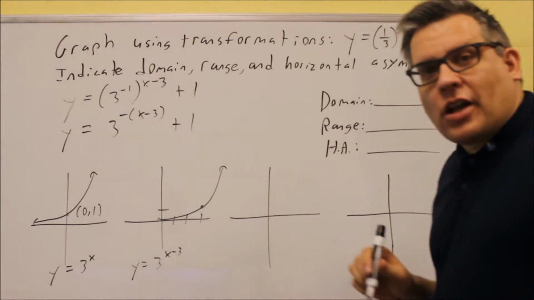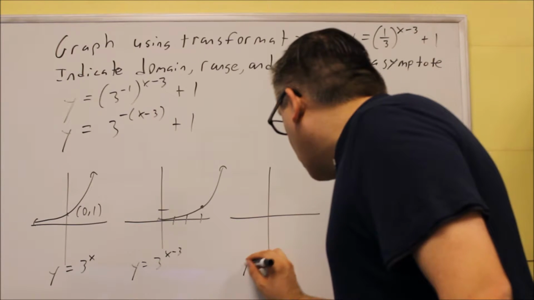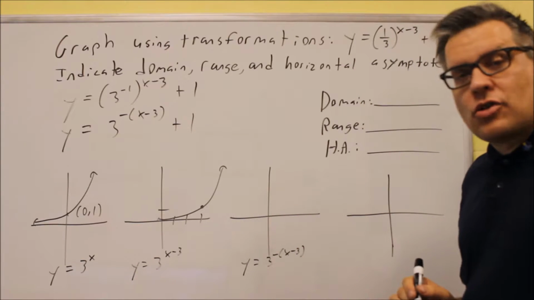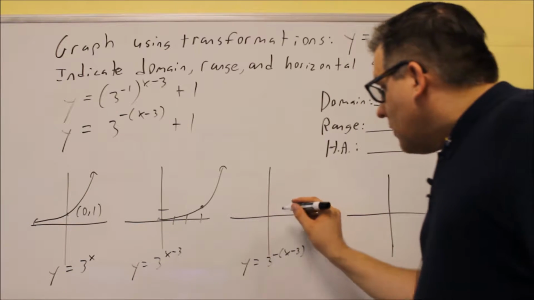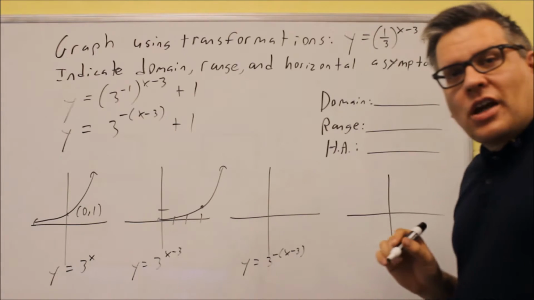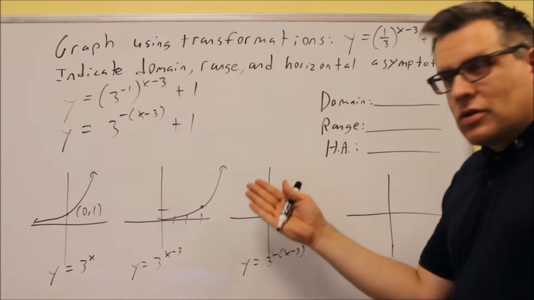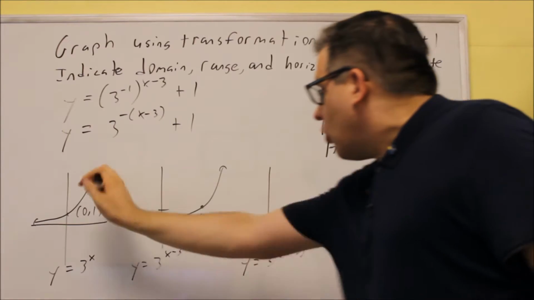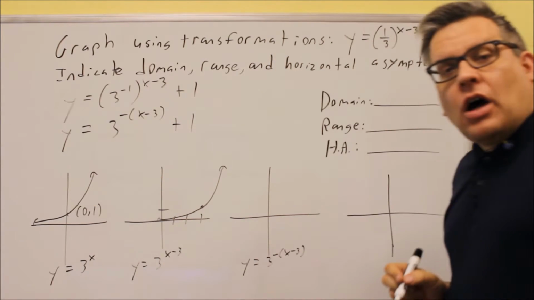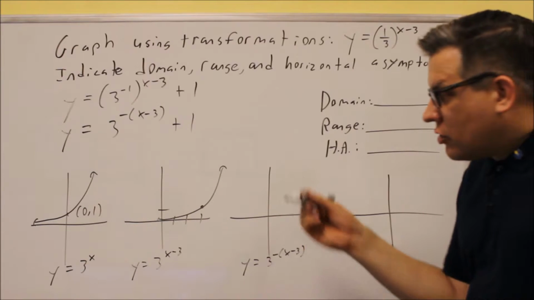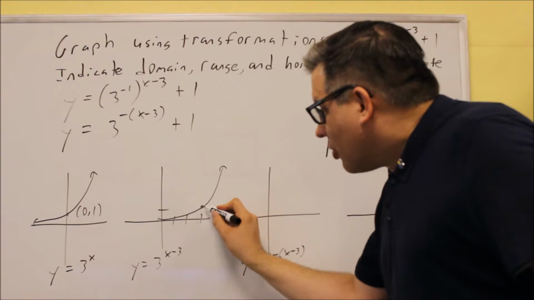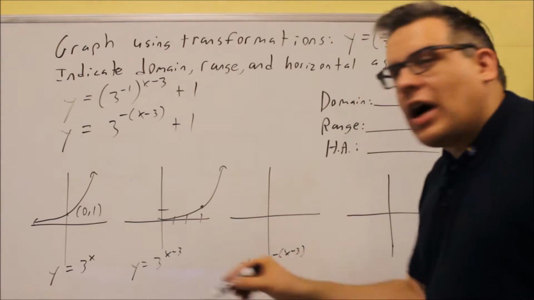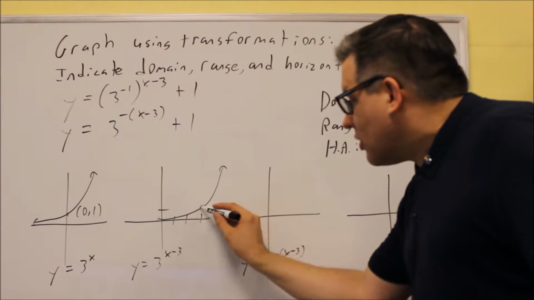Next, let's apply the negative out front. So we're going to do y equals 3 to the negative x minus 3. That's the next one we're going to deal with. Now, the most common mistake I see with these is when students flip this, they somehow use the y-axis as a pivot point and the whole graph ends up over here on the left-hand side. That's not right. So the correct way of doing that is you're going to use this point as your pivot. So you never want to use the y-axis as your pivot.